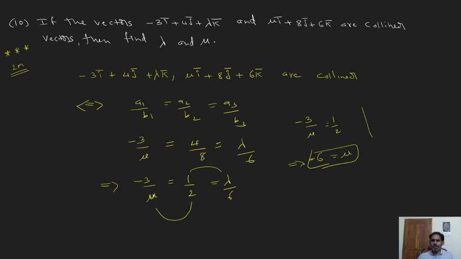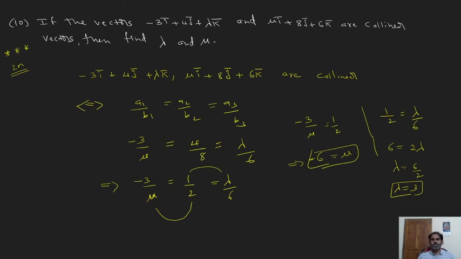Next, equate these two. 1 by 2 equals lambda by 6. Therefore 6 equals 2 lambda. Lambda equals 6 by 2, that is the answer, lambda equals 3. So mu equals minus 6, lambda equals 3.